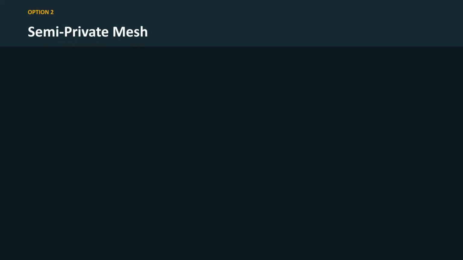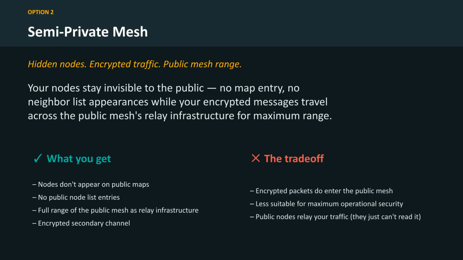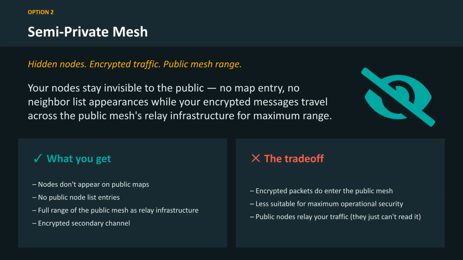Option 2 is a semi-private mesh, offering hidden nodes, encrypted traffic, and public mesh range. Your nodes are invisible, but your encrypted messages travel across the public mesh for maximum reach. The trade-off is that encrypted packets still enter the public mesh.